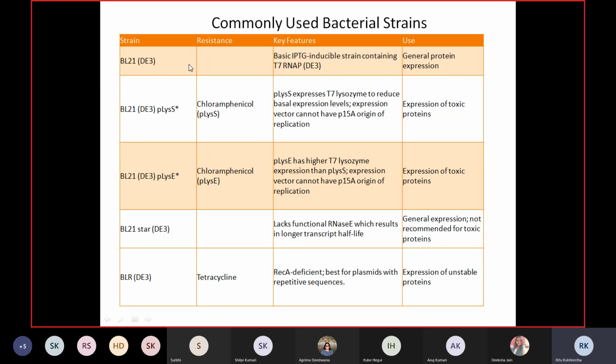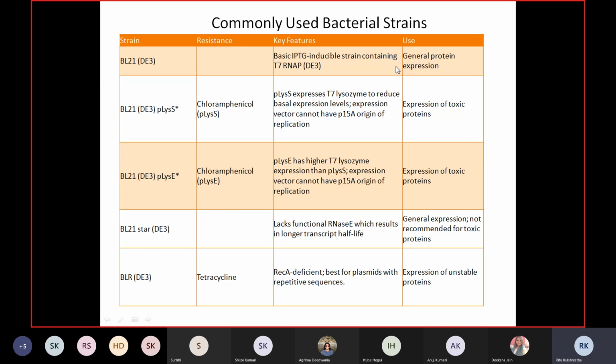So the BL21 strain not only gives us an inducible system, but also a very strong promoter system in which RNA polymerase is very proactive, and whatever you have cloned is produced in huge quantity. That's why it's a very preferred strain, and you will find it in many labs performing recombinant DNA protein expression.